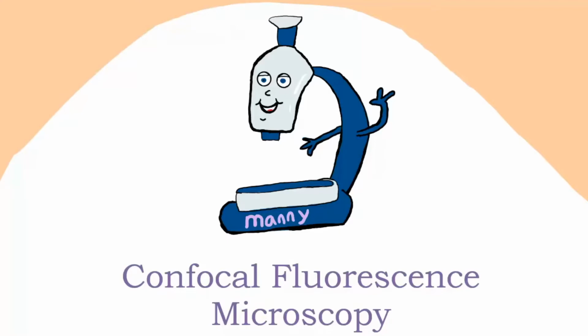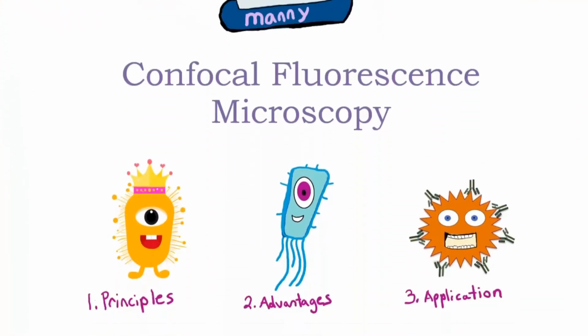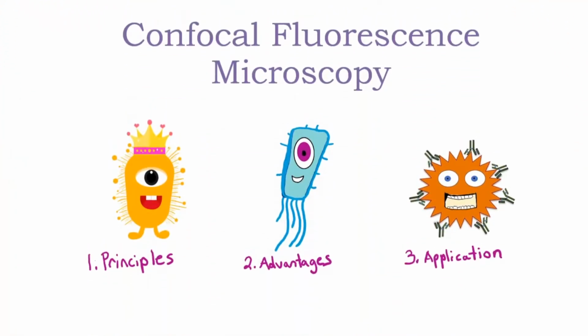Microscopy. To help me explain this type of microscopy, I have my three friends. Molly, the Queen of Microscopy, who will be explaining the principle of Confocal Fluorescence Microscopy. Barry, the Bacterial Cell, who will be discussing the advantages of using this type of microscopy over others. And last but not least, Gamma Venin, who will be giving an example of the application of this technique.